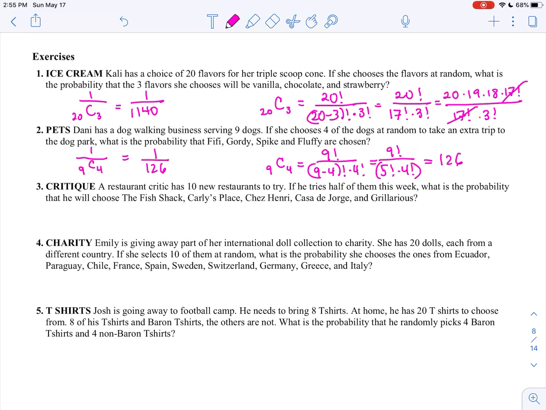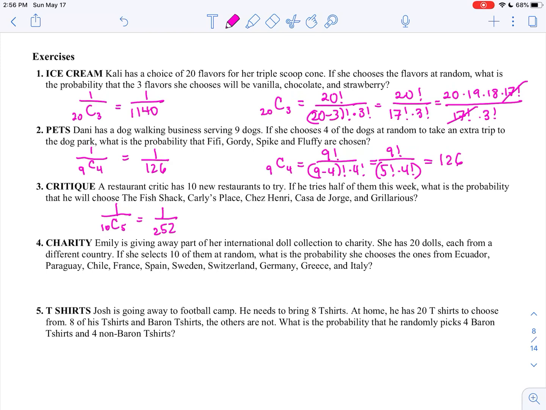A restaurant critic has 10 new restaurants to try. If he tries half of them this week, what is the probability that he will choose the Fish Shack, Carly's Place, Chez Henry, Casa de Jorge, and Grillarius? And so that's a total of 5 since that's half. So hopefully you guys figured out one favorable outcome in which, in the 10 restaurants, we choose those specific 5. And the order didn't matter. The answer should have been 1 over 252.